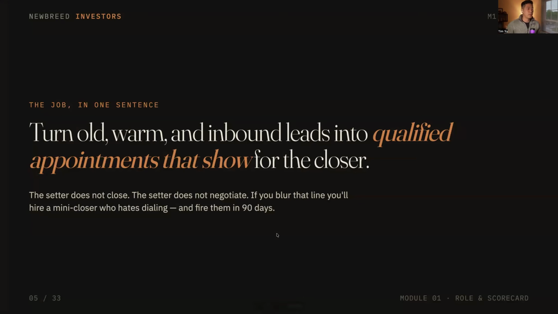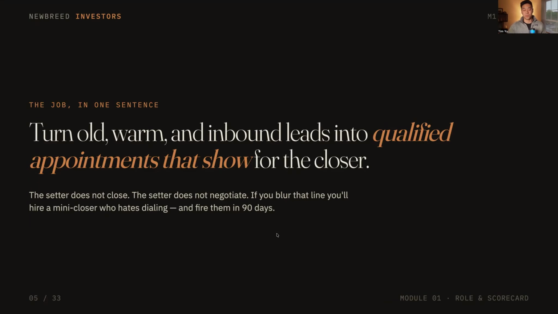All right. So the job in one sentence, right? Turn old, warm, and inbound leads into qualified appointments that actually show, right? So booking appointments is great. The AI does all that stuff too, but the whole point is to make sure that if you do book an appointment for your closer, that seller actually shows up for the call, right?